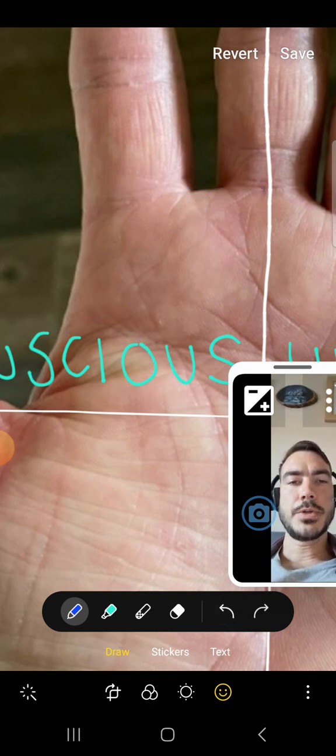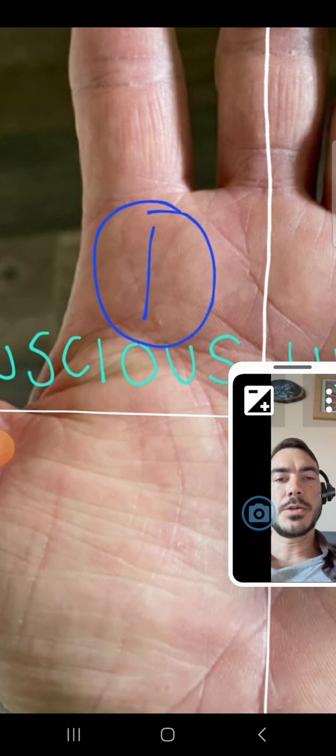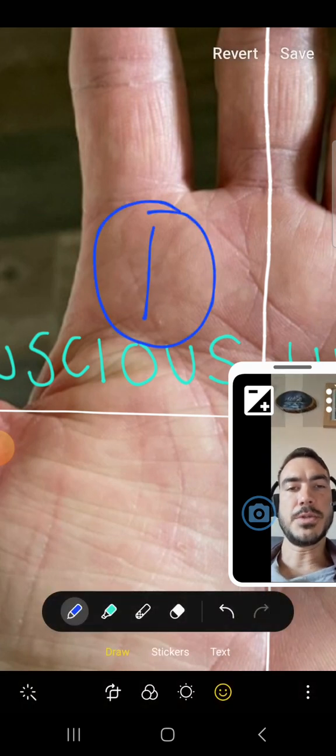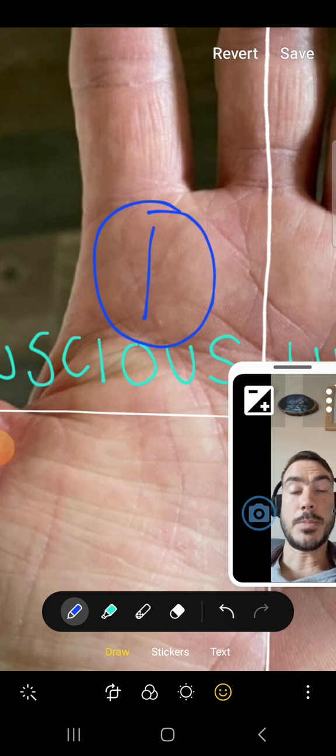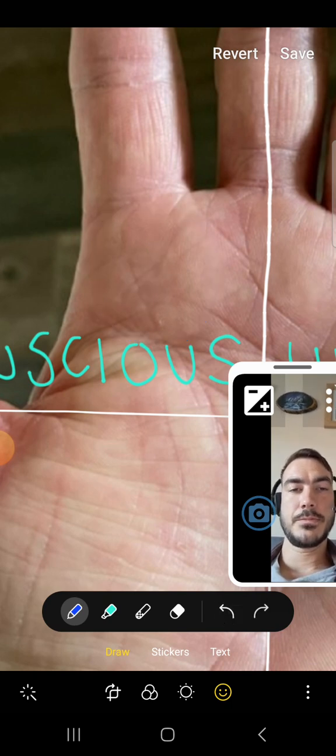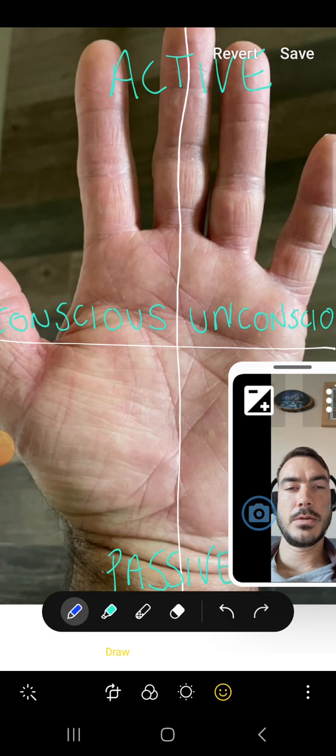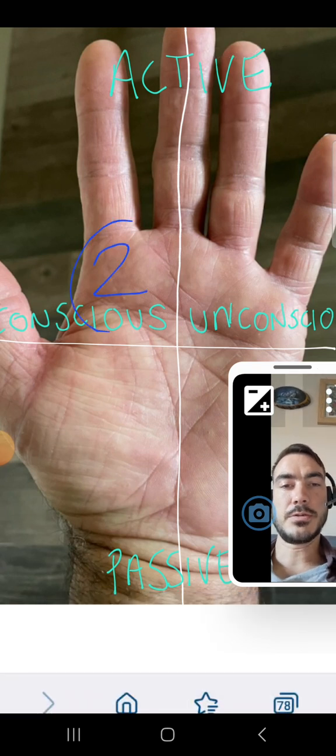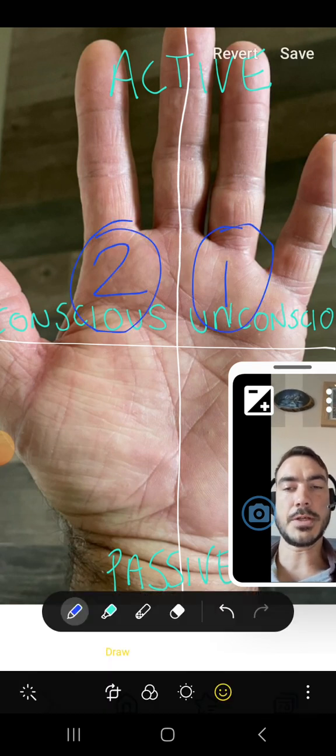So the first quadrant here is all about self development. It's all about the self. Sorry, that's the second quadrant. So we've done the first, we've done the second.